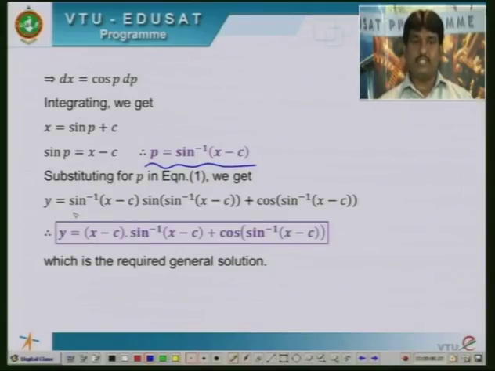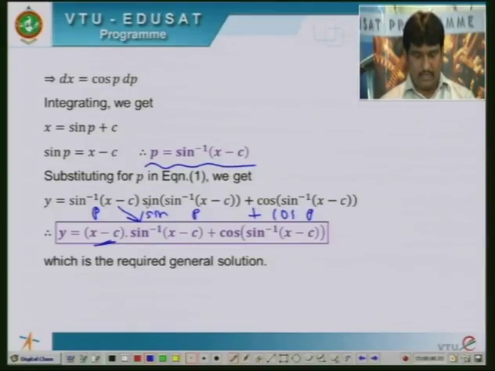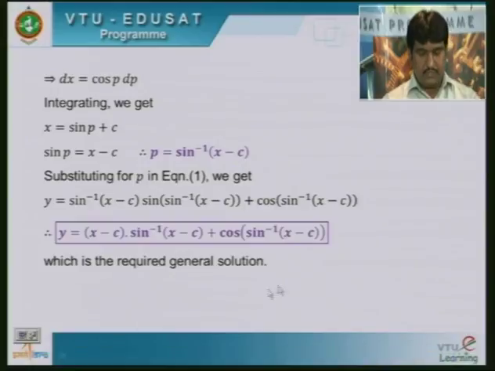p sin p plus cos p, where p is sin inverse of x minus c. So the general solution of the given differential equation is y equals, I have written this term first, sin of sin inverse of x minus c, which is x minus c. This is as it is, sin inverse of x minus c, plus the next term, cos of sin inverse of x minus c, which is the required general solution of the given differential equation.